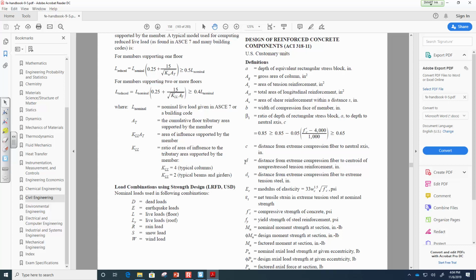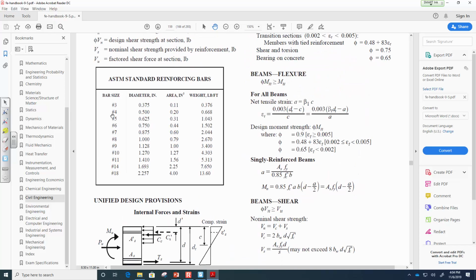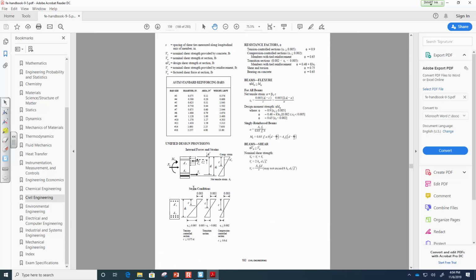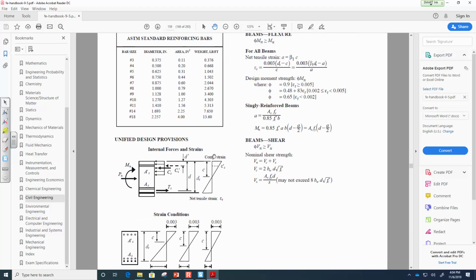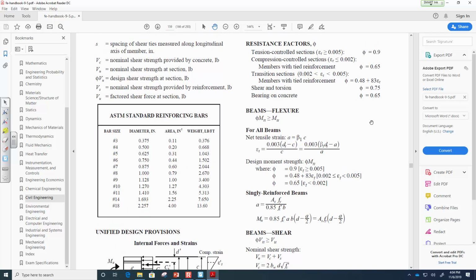The definition of beta 1 and all of these are standard terms in concrete design, and they're all defined out. You've got your rebar sizes, typical patterns, and then if you look at the formulas that you're provided, the only thing you're provided for beams is, so we have our resistance factors, and then this is it for beams: A_s f_y (d minus a over 2), and that's just a rectangular beam with rebar at the bottom. That's it.